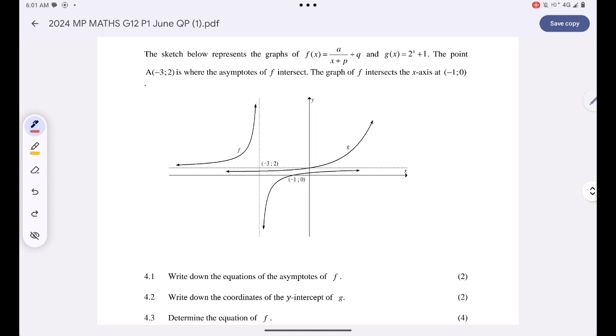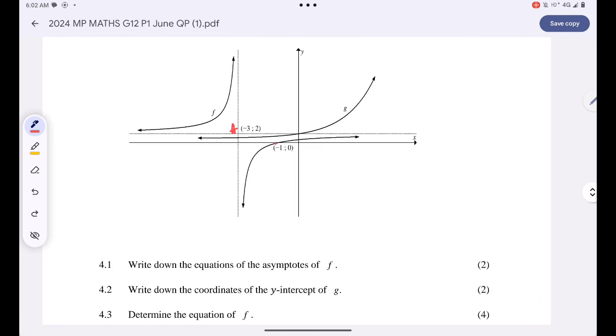The sketch below represents the graphs of f(x) and g(x). The point A is where the asymptotes of f(x) intersect, and the graph of f intersects the x-axis at that point when x is equal to -1.